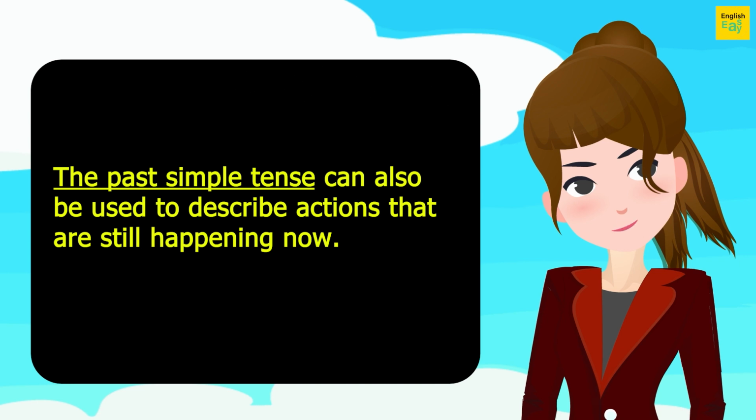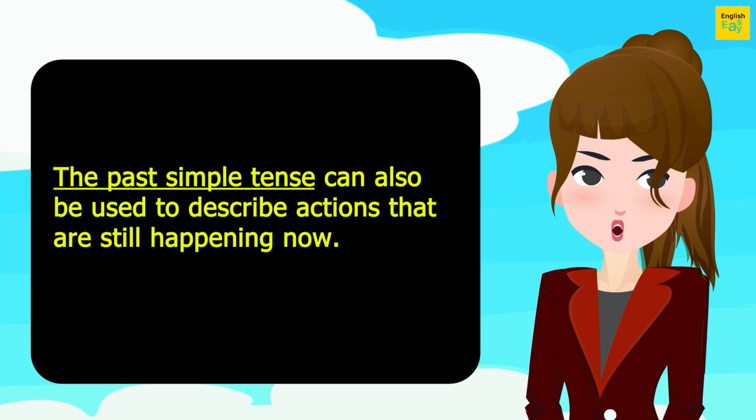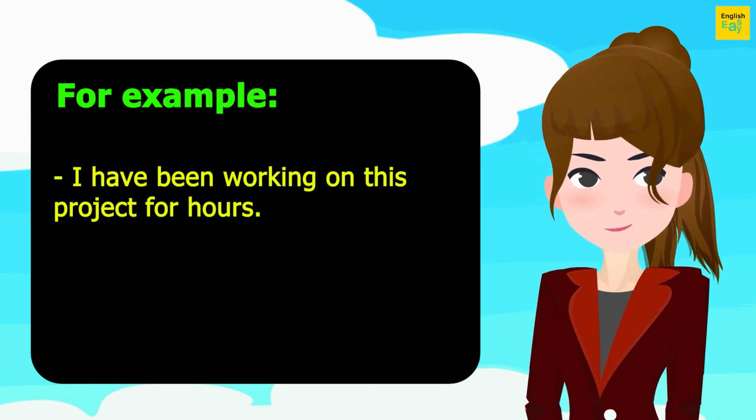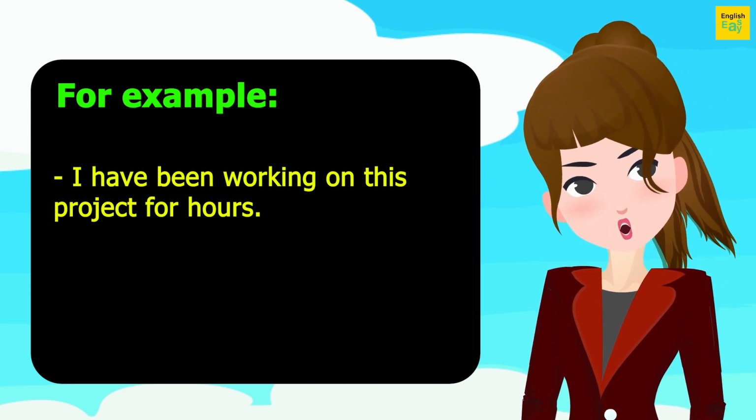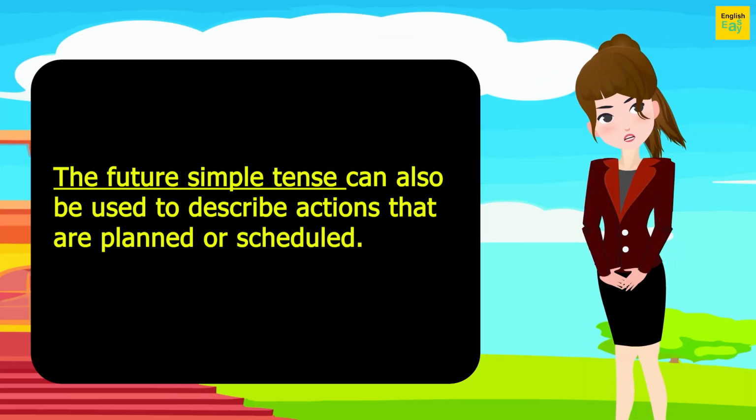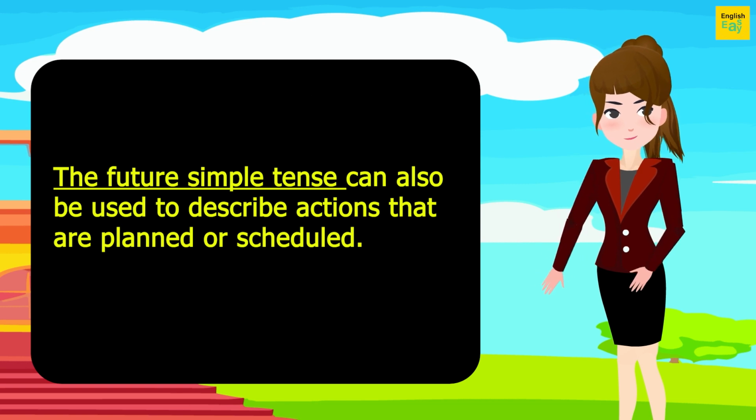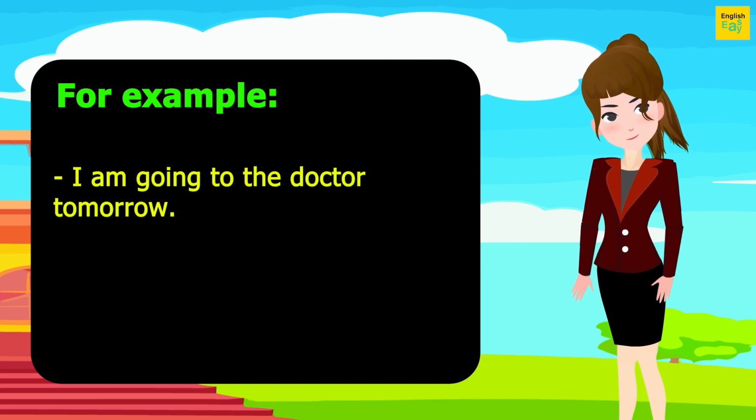The past simple tense can also be used to describe actions that are still happening now. For example, I have been working on this project for hours. The future simple tense can also be used to describe actions that are planned or scheduled. For example, I am going to the doctor tomorrow.